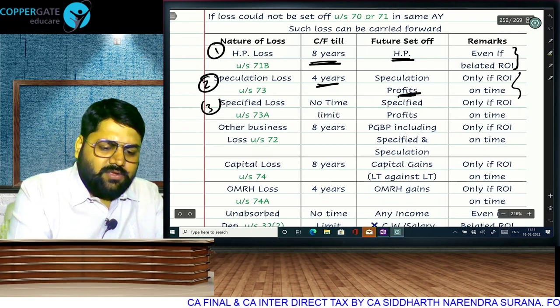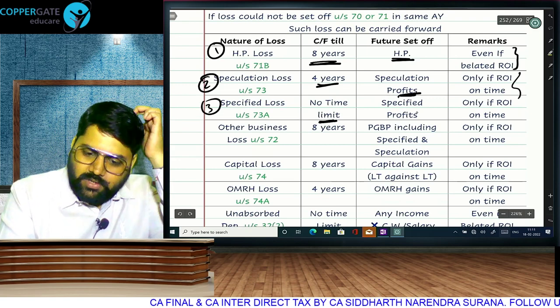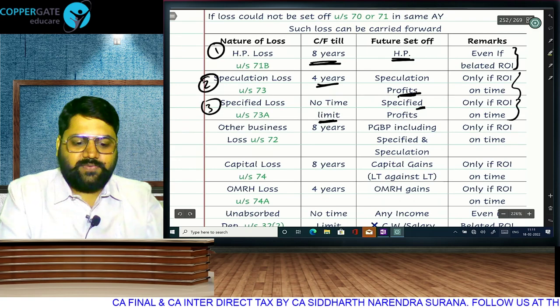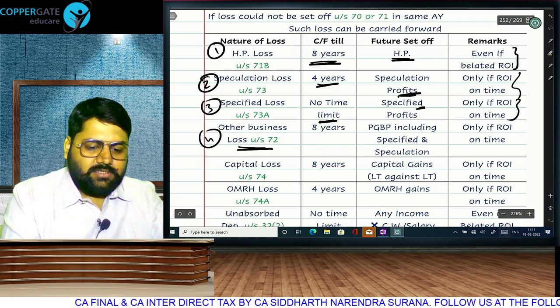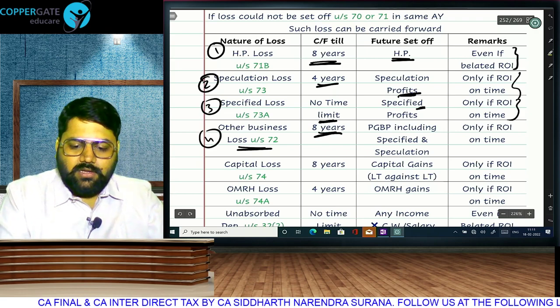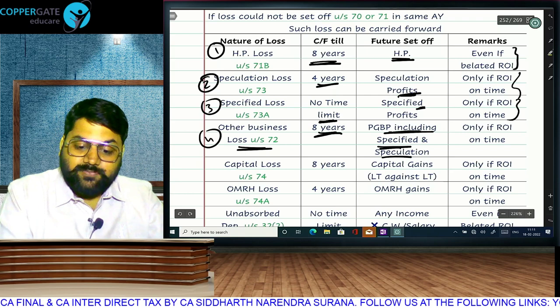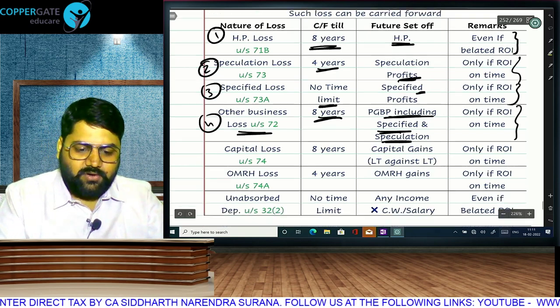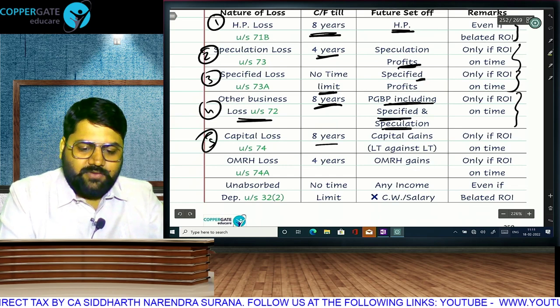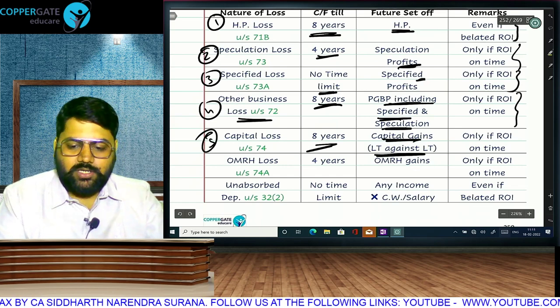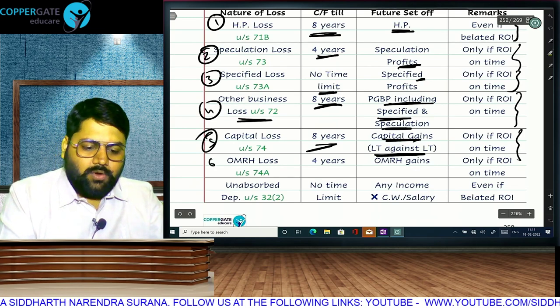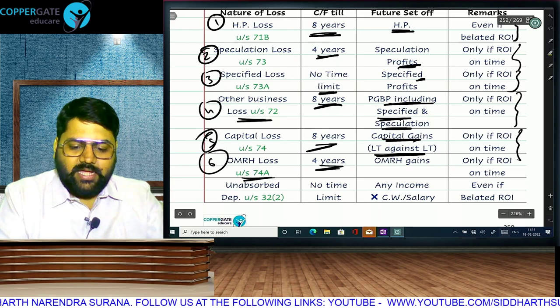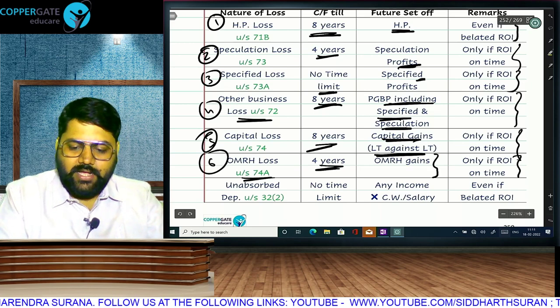Specified business loss, we get unlimited carry forward, but only against specified profit, only if ROI is filed on time. Other business losses, we get 8 years carry forward against PGBP including speculation and specified; the restriction is not on profit, it is on loss, only if ROI is filed on time. Capital losses, 8 years carry forward, only against capital gains, and in that also long term against long term, ROI on time. OMRH losses, 4 years carry forward, only against OMRH profits, only with ROI on time.